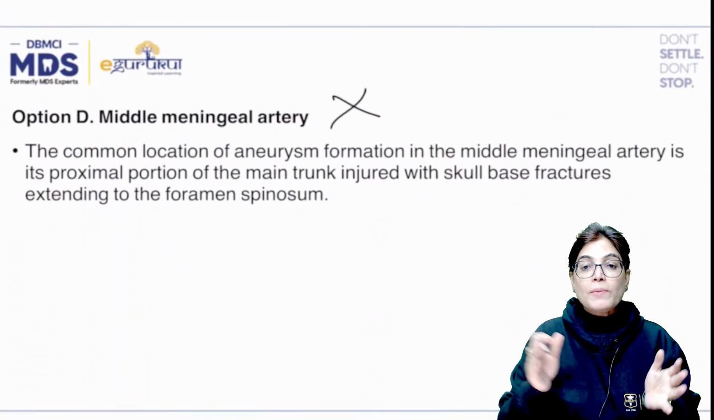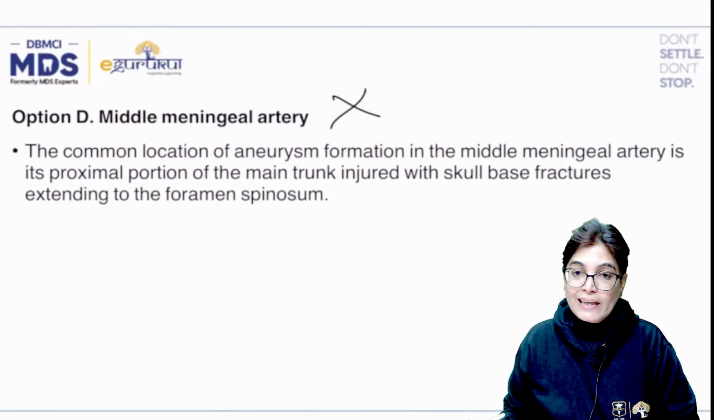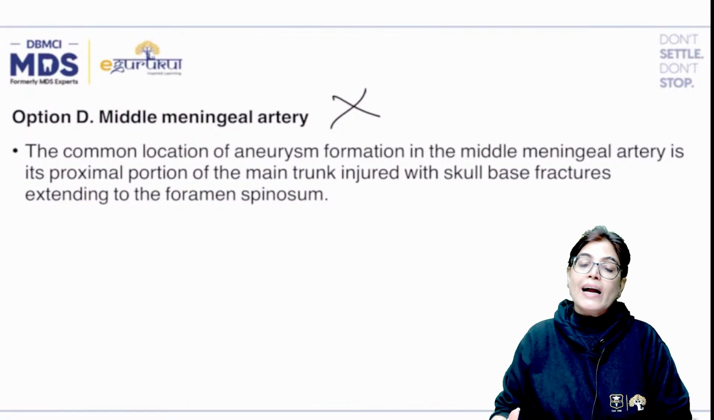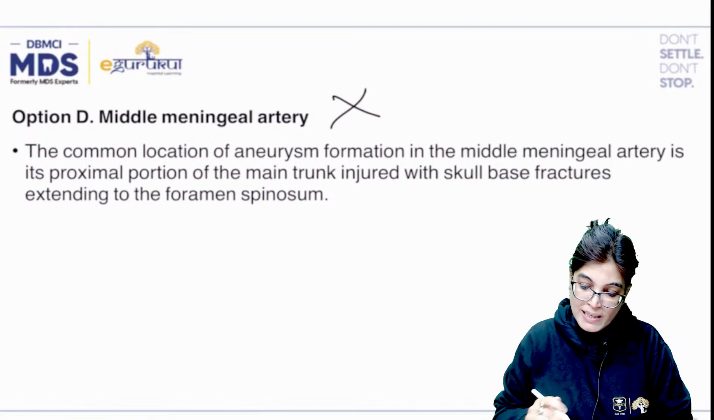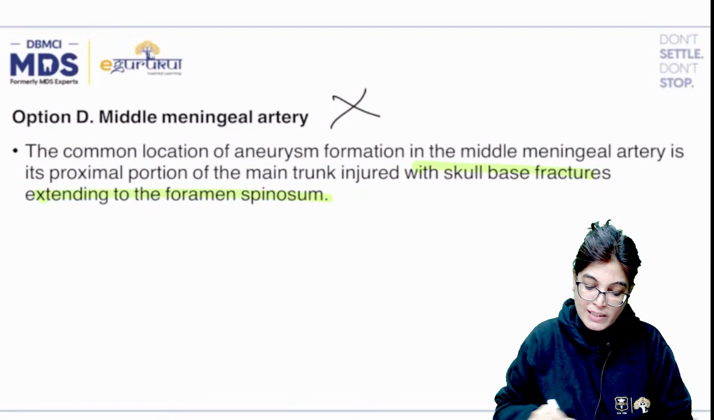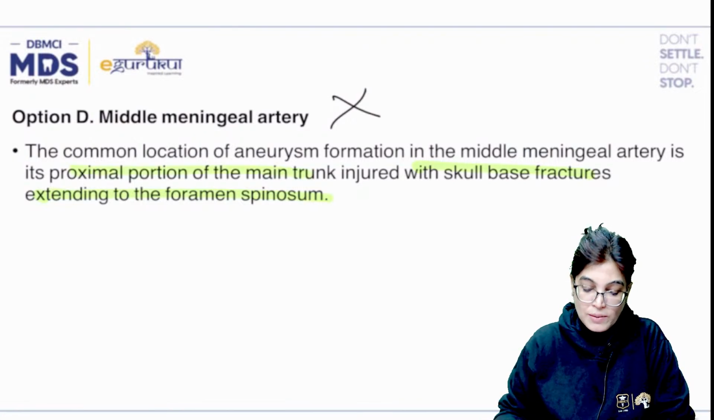The middle meningeal artery, which is a branch of the maxillary artery, is mainly related to the pterion, the lateral aspect of the skull, and it is not related to the optic chiasma location. Basically, its main trunk will be injured in a skull base fracture, or it can extend where it is going through the foramen spinosum.